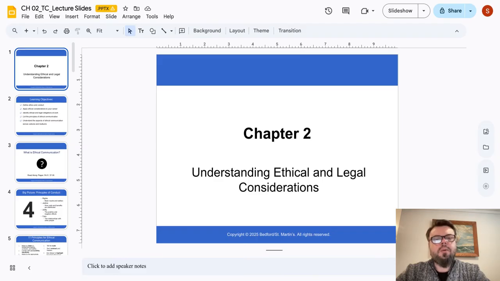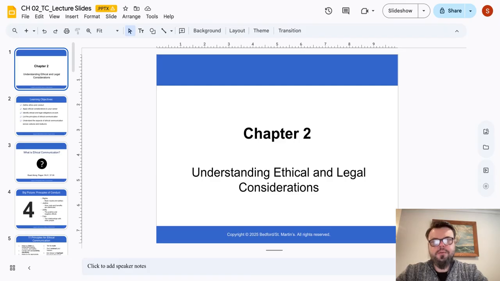Sometimes the ethical problem is obvious, like lying about a product's safety. Other times it's more subtle, like using vague language that quietly downplays risk or exaggerates benefits. This chapter gives us a framework for thinking through those situations before they become problems. It's not about turning you into lawyers or ethicists, it's about helping you recognize when a communication choice carries ethical or legal weight and how to respond responsibly.